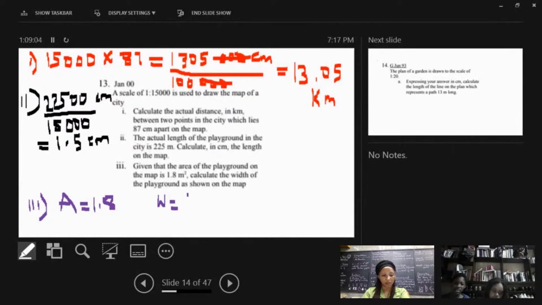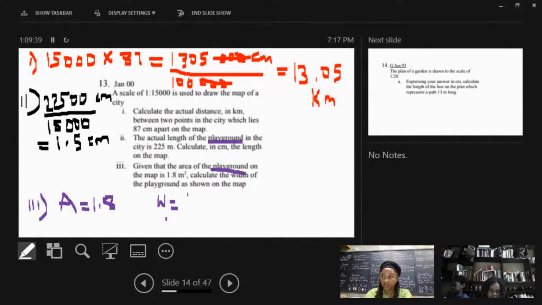So the width would be what? We find the square root of 1.8? It didn't tell us it was a square. It says 1.8 meters squared. Area is measured in meters squared, but suppose it's a rectangle. We know the area, but we just found the length. It's the same playground. So to find the width, how do we find the width? We subtract the length from the area?